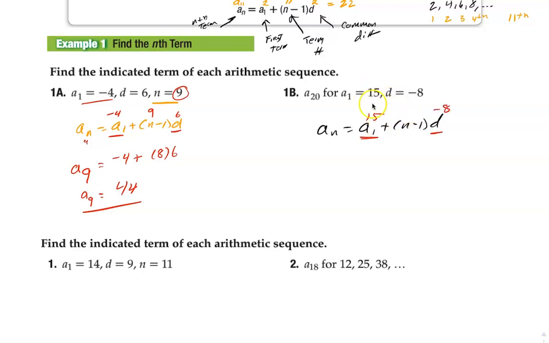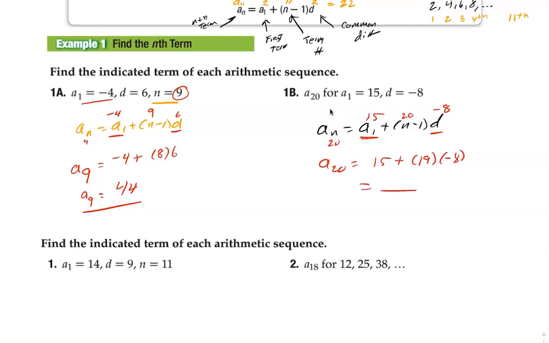Now, they don't tell me what n is, but they kind of do. Right here, right? A20. So I want the 20th term. So this is 20. And plug 20 in. So a20 would be 15 plus 19 times -8. And whatever that turns out to be would be my answer.